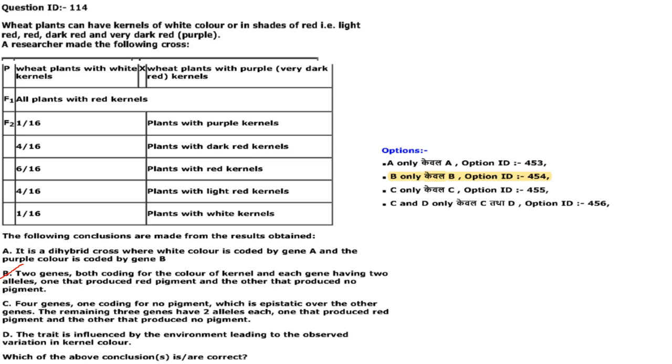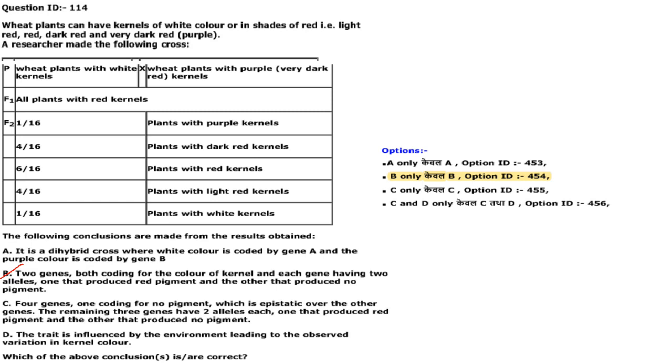So if you see the offspring of the F2 generation, we come to know that it is a case of quantitative inheritance and caused by more than one gene, because the phenotypic effect of all the genes together is responsible for the formation of the different color pattern in wheat kernels. So here the answer is the two genes, both coding for the color of kernel and each gene having two alleles, one that produced red pigment and the other that produced no pigment. That is, B is going to be the answer.